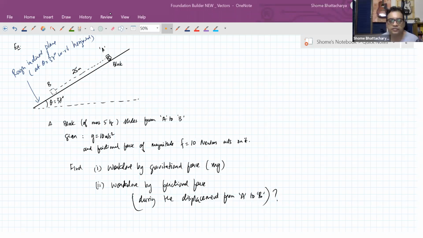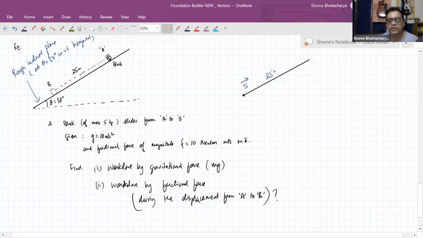Okay, so let's understand the vectors over here. For example, when we are considering work done by the weight, the displacement of the body is like this. The displacement vector is like this. It's of 25 meters, but the weight of the object is a force that is acting in the vertically downward direction.